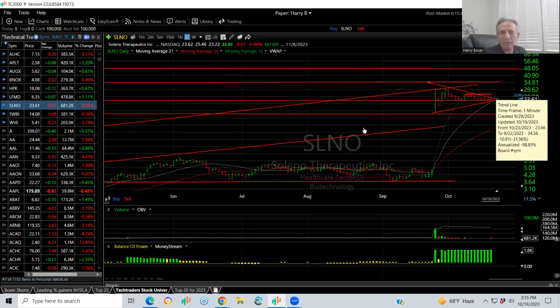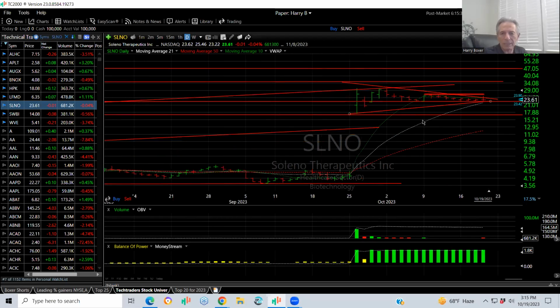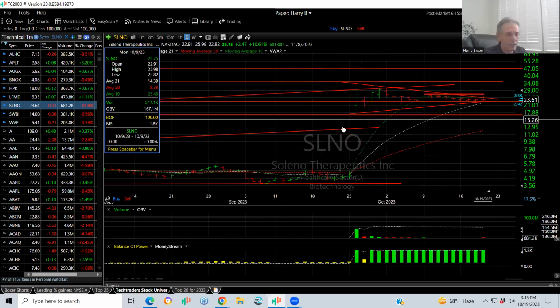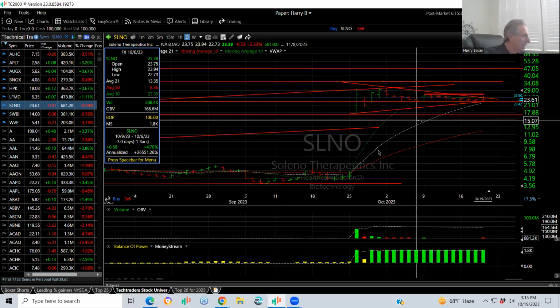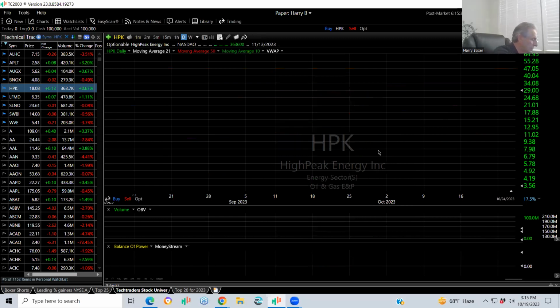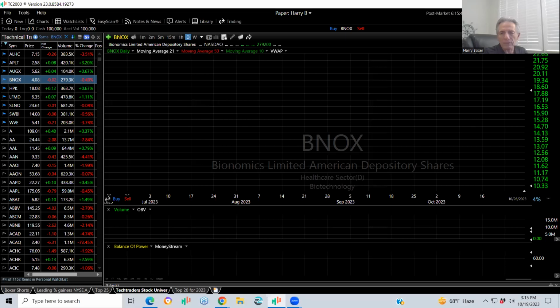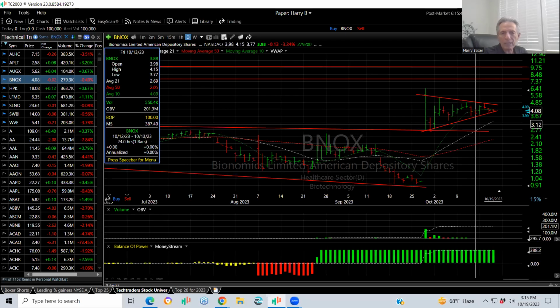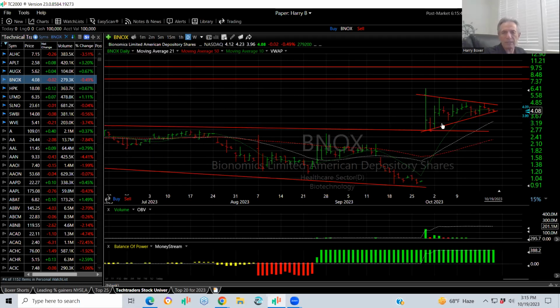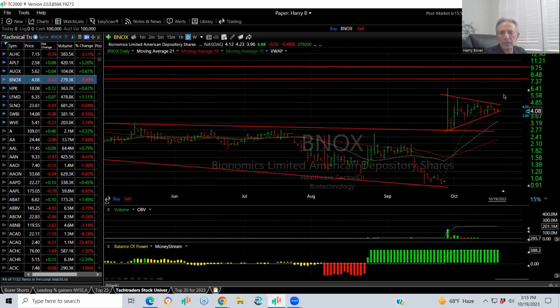But both of these have key levels of support you have to maintain. I do not want to see this one break down under 22.5. That's SLNO. And BNOX would need to hold, in my opinion, the lows of recent days that were about 3.70. Anything under 3.70, and that's only 38 cents from here, would get me out. I just don't want to see it drift down. If it breaks out, it can go vertical, like some of these stocks do.